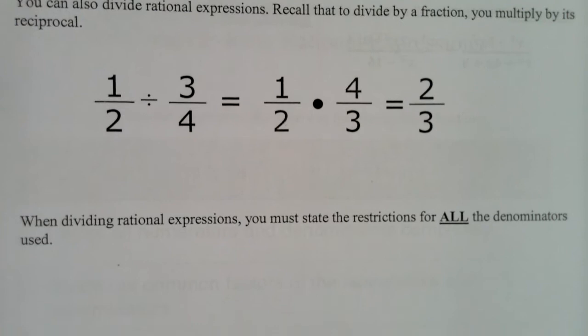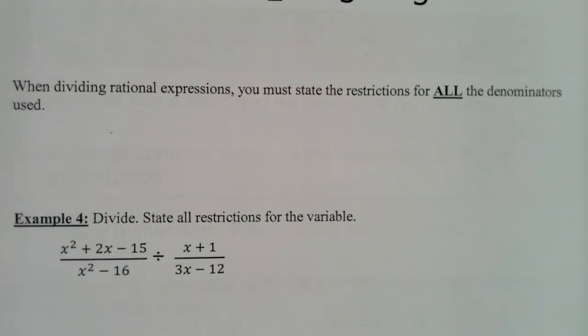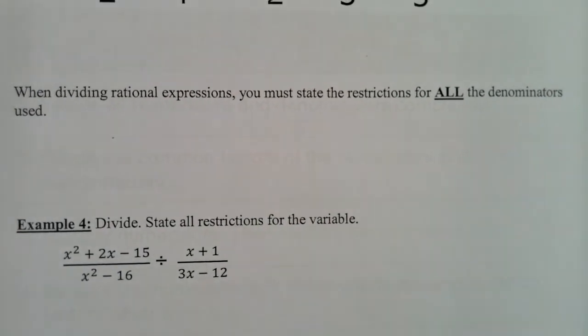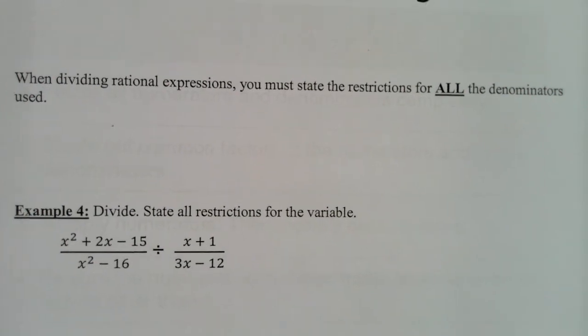Now this is a little tricky though. When dividing rational expressions, you must state the restrictions for all the denominators used. That means the original denominators and the denominators after you change to multiplication by the reciprocal. If it's part of the denominator at any point, then it must be accounted for in the restrictions.